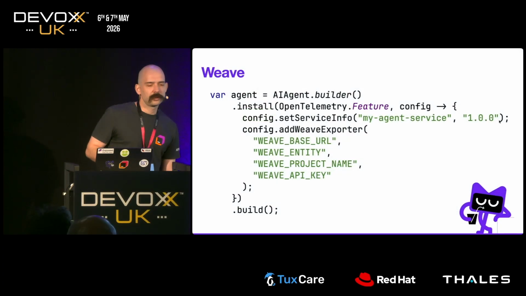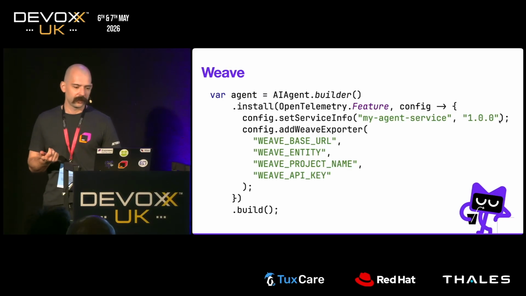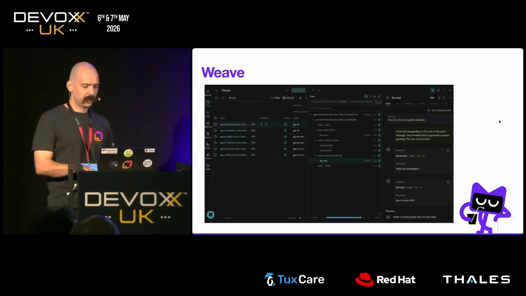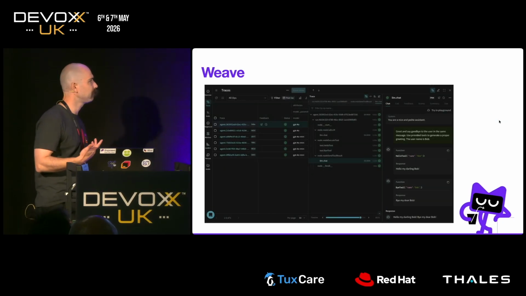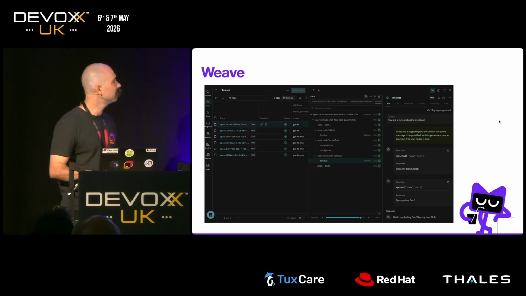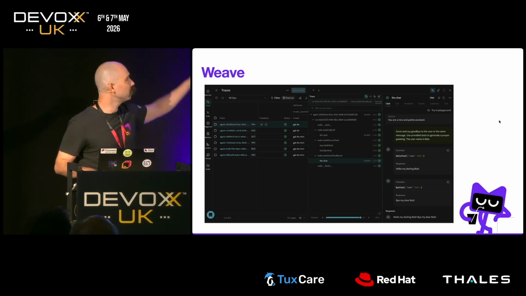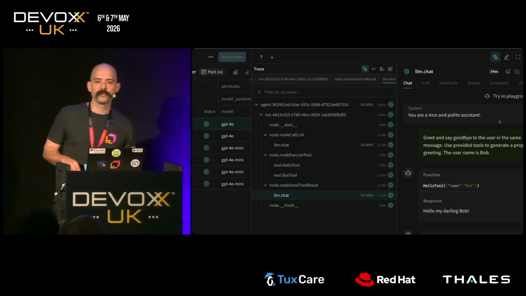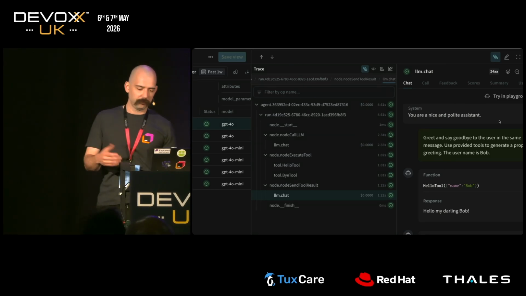There are a couple of other popular platforms like Weave, which is also supported out of the box. Weave does not offer this graph-based view, but it still offers you a very interesting view about which models were being used, what the costs were, what the timings were, and what actually went on in my agent.